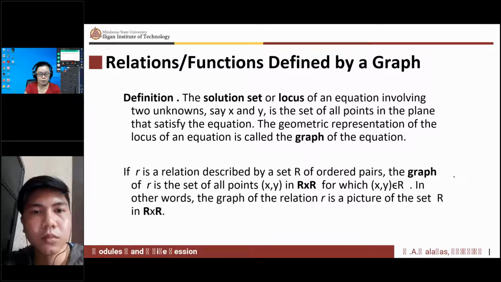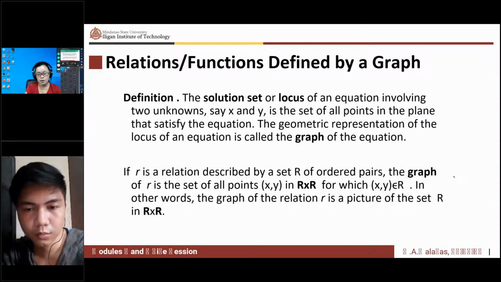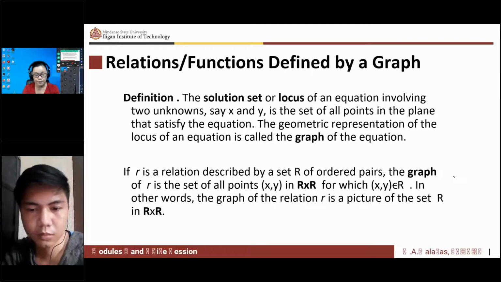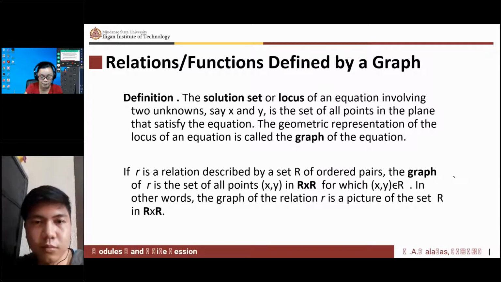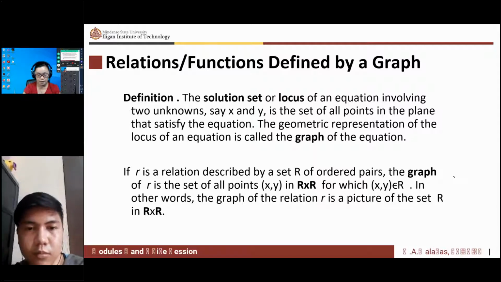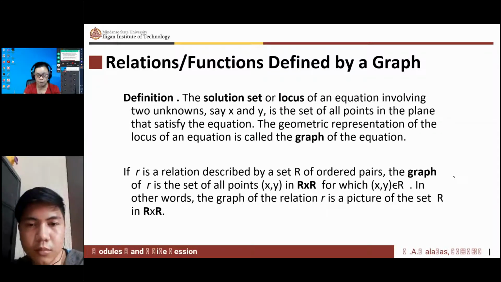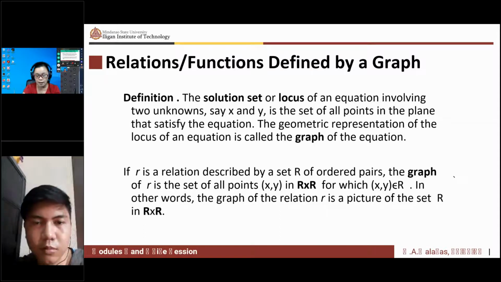So we also have relations and functions defined by a graph. So what is a graph? The solution set or locus of an equation involving two unknowns, say x and y, is a set of all points in the Cartesian plane that satisfy the equation. And the geometric representation of the solution set is called the graph of the equation.